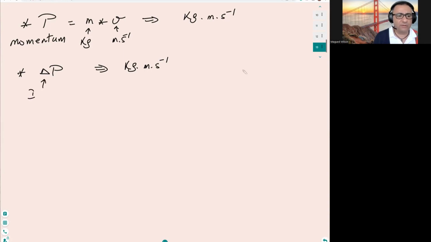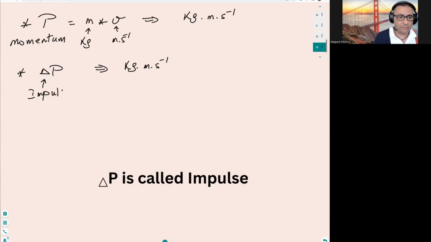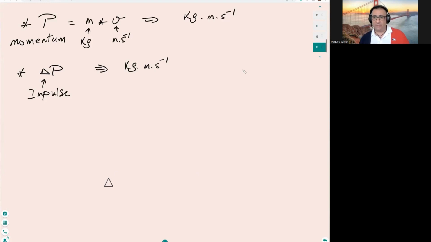So this is a different physical property than momentum. Momentum is just momentum at a certain condition. But change in momentum from two velocities, let's say from velocity 1 to velocity 2, this is delta P, and we call it impulse. So impulse is the same unit as momentum, kilogram meter per second, but in physics, they are two different quantities.